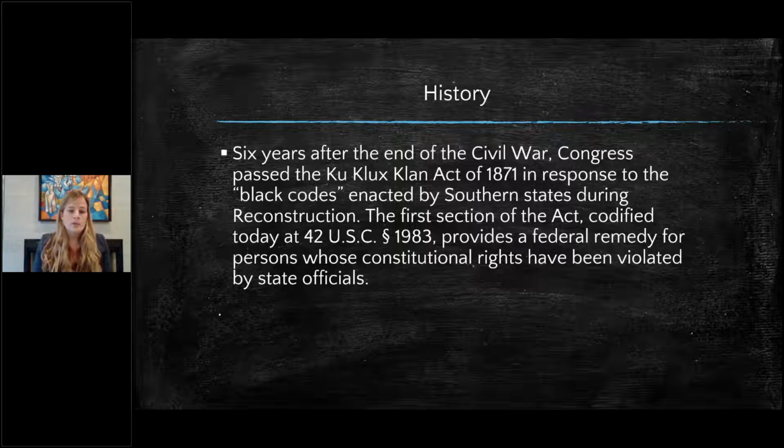So 6 years after the end of the Civil War, Congress passed the Ku Klux Klan Act of 1871 in response to the Black Codes enacted by Southern states during Reconstruction. The first section of that act, codified today at 42 U.S.C. 1983, provides a federal remedy for persons whose constitutional rights have been violated by state officials.